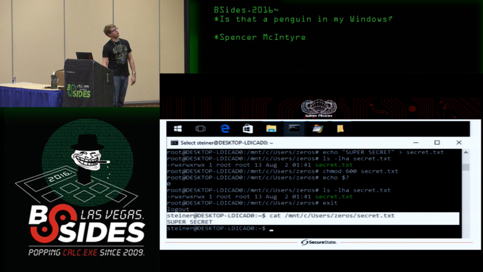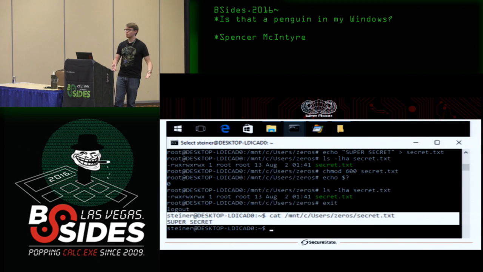I understand this is a little bit hard to read, but up here I'm in the MNT-C directory. So I'm in my Windows user's home directory, and I just echo out super secret into a file. Below that, we can tell that the permissions are 777, and the file is owned by root. What I think is kind of problematic, and one of the things that I am predicting is going to be a problem in the future, is this next command where we do chmod 600 on that file. We actually check the exit code of chmod, and it comes back with an exit of 0. So chmod says, hey, there was no problem.